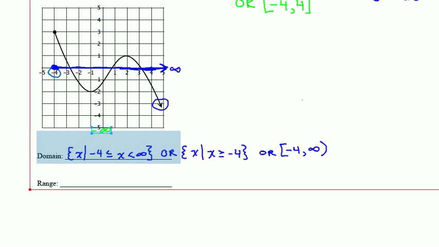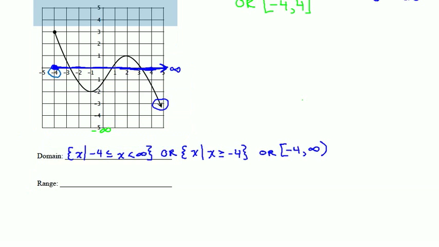When we then try grabbing this rectangle and bringing it down on the graph from above, we see that we hit the graph at 3 and we hit it in a solid point. So that tells us that y equals 3 is the upper bound of our range. So I'm going to take that 3 solid dot, downward arrow to negative infinity.